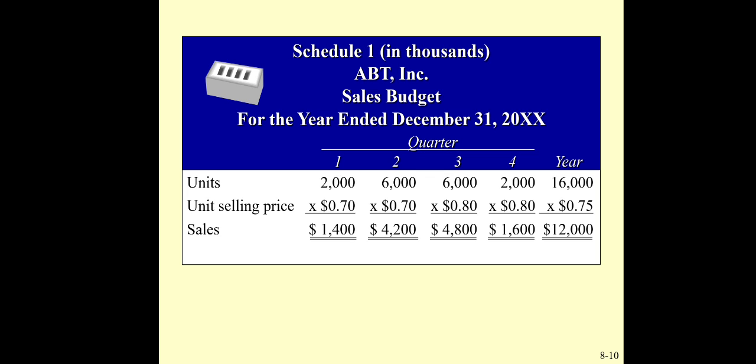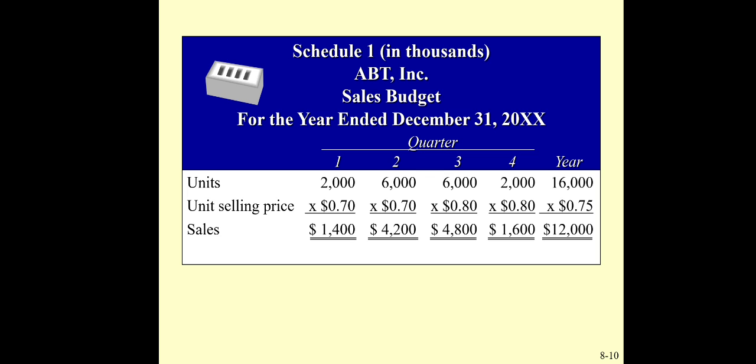So the assumption, most of the time, is that the price of a product will increase over time. That is the simple logic. Then you have to calculate the total sales, or sales in dollars. For quarter 1, units are 2 million times 70 cents. So the sales dollar is equal to 1.4 million.